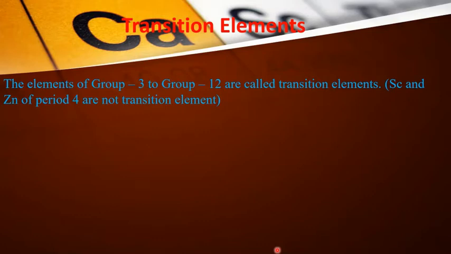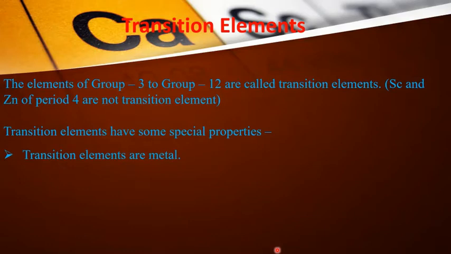Like scandium and zinc, there are also some elements in different periods. They are also not transition elements. But with some exceptions, the elements of group 3 to group 12 are called transition elements. Transition elements have some special properties. The properties are, transition elements are metal. All the transition elements are metal. They show variable valency.